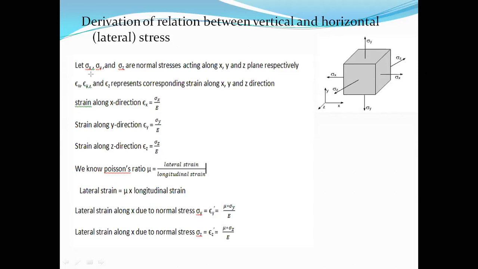So let sigma x, sigma y, and sigma z be the normal stresses acting along the x, y, and z planes respectively. This is what is represented in this diagram: this is the x-axis, this is the y-axis, this is the z-axis. Next, epsilon x, epsilon y, and epsilon z represent the corresponding strains along the x, y, and z directions.